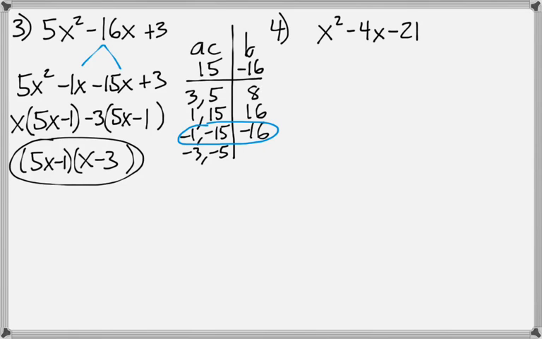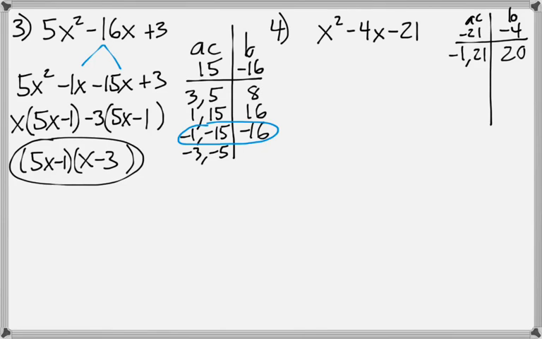Let's look at number 4. The AC, well, this is like a 1. So 1 times negative 21 would be negative 21. And B is negative 4. So numbers that multiply to give negative 21 would be negative 1 and 21. And those add up to be 20, so that's not it.